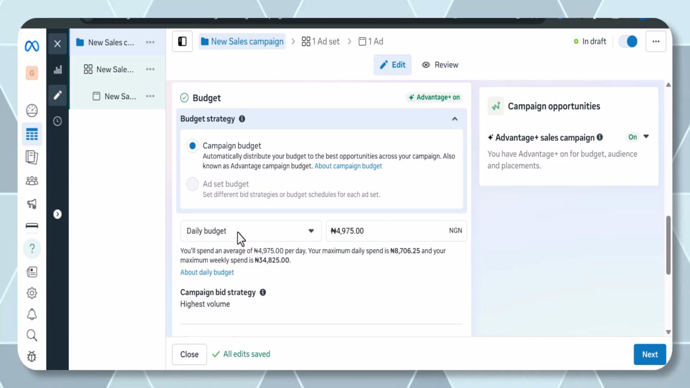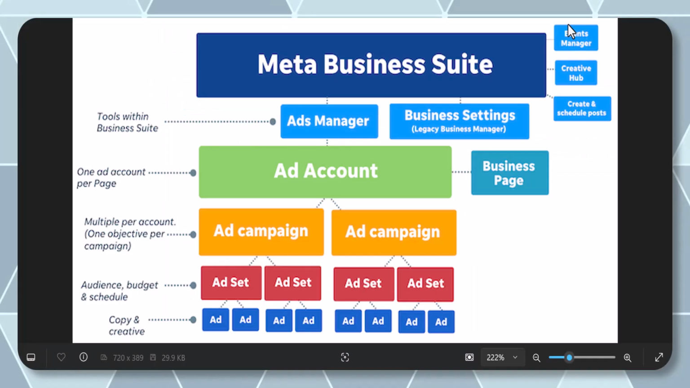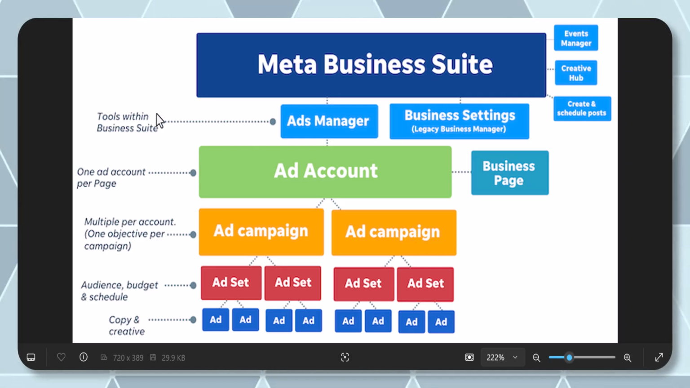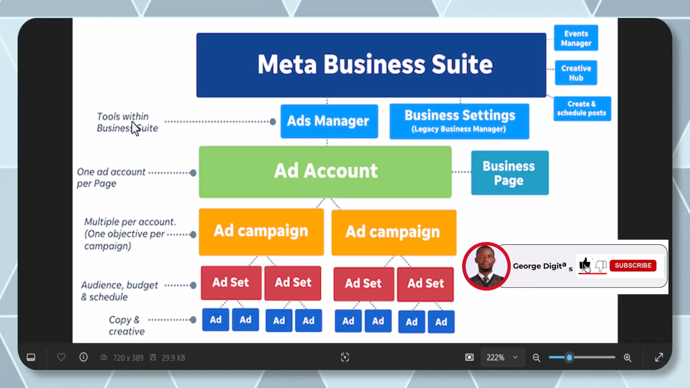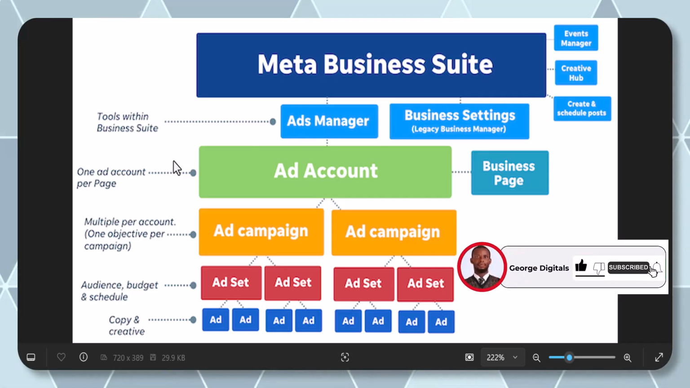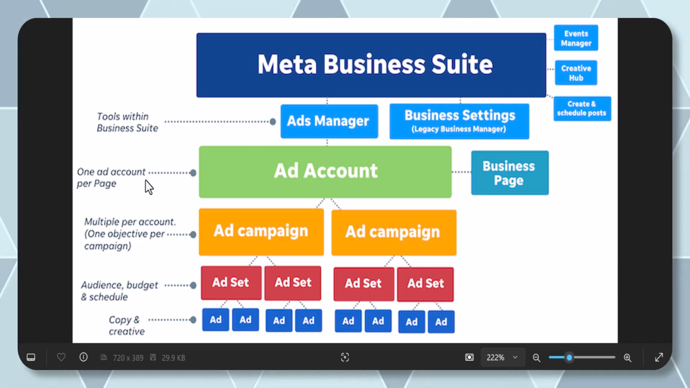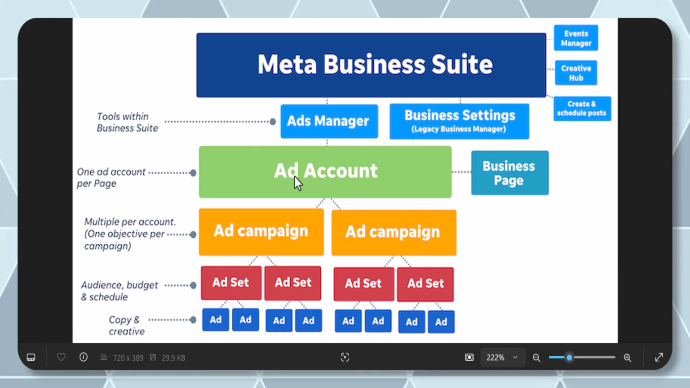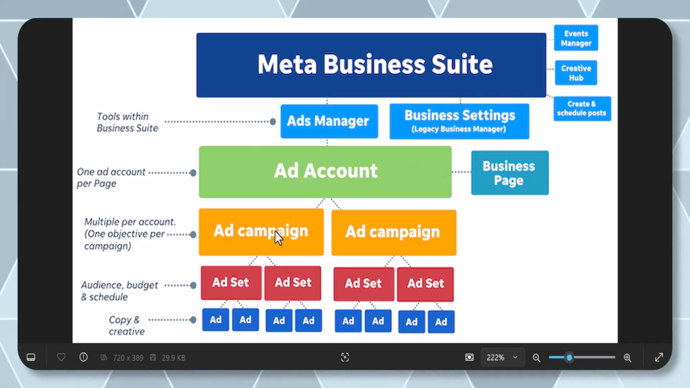So basically, let me show you this picture before I go on. This is basically how Meta ads look like. So this is the Meta suite. Then under the Meta suite, we have the ads manager. The ads manager is a tool within the Meta business suite that we can use. Then one ad account, which is what we have created, right? That will be linked to a business page. And from the business page, we have an ad campaign, which is what we have just selected now, where we selected an objective called sales, right?